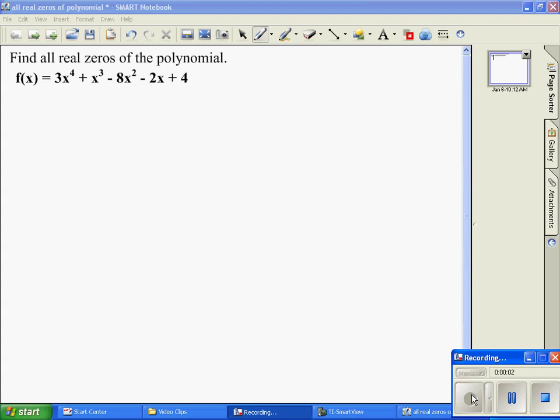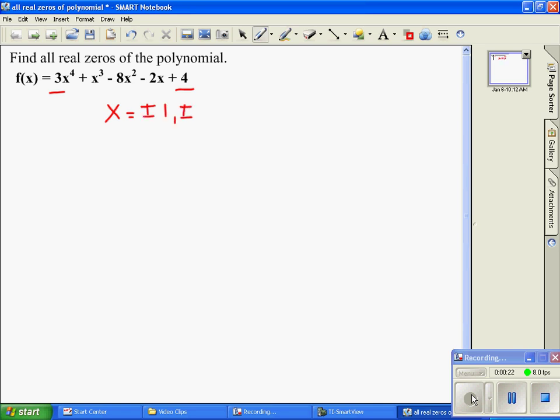Okay, we want to find all real zeros of this polynomial. So the first thing we need to find is all the possible rational zeros. So we're going to take all the possible factors of 4 and divide them by all possible factors of 3. From the 4 we get plus or minus 1, plus or minus 2, and plus or minus 4. And from 3 we get plus or minus 1 and plus or minus 3.